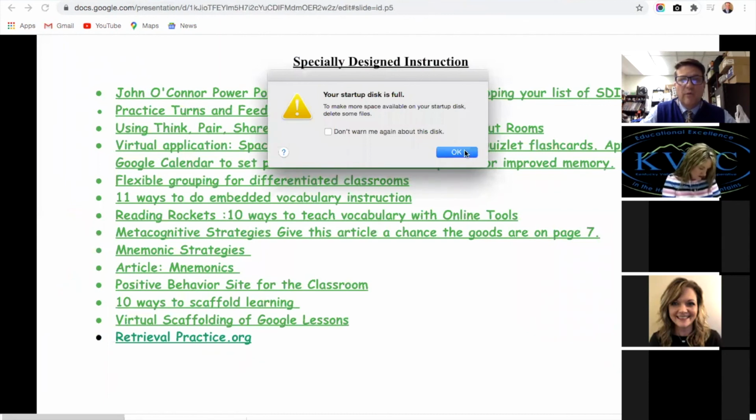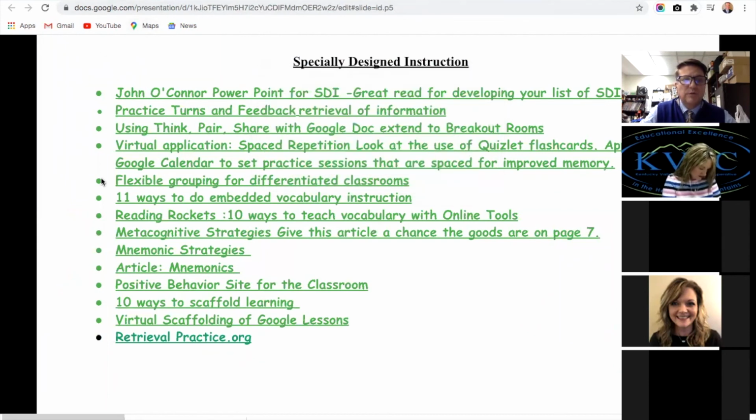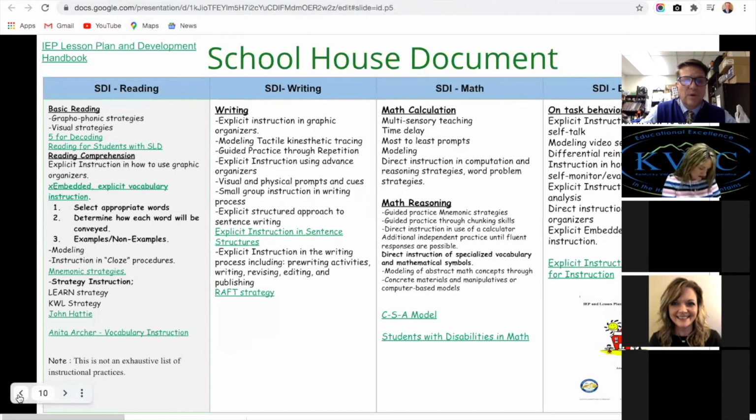We're here for you. Our staff is well versed in all these strategies. We're happy to share these strategies, and we're happy to work with you on these strategies.